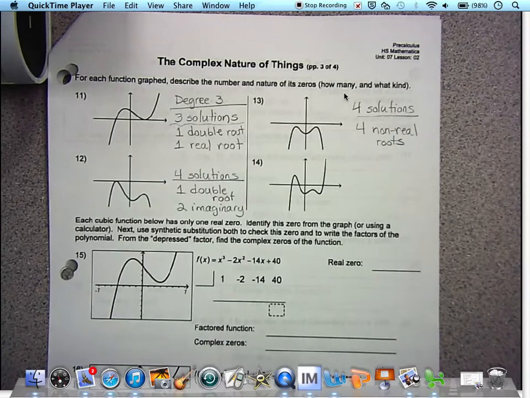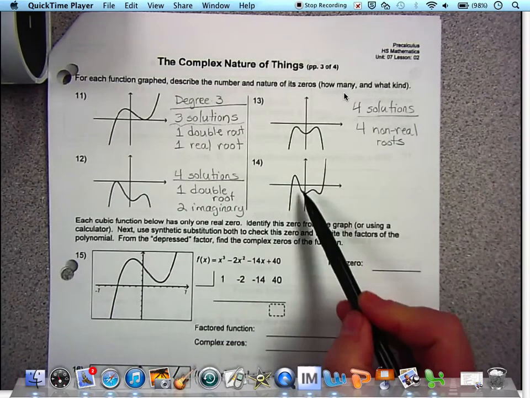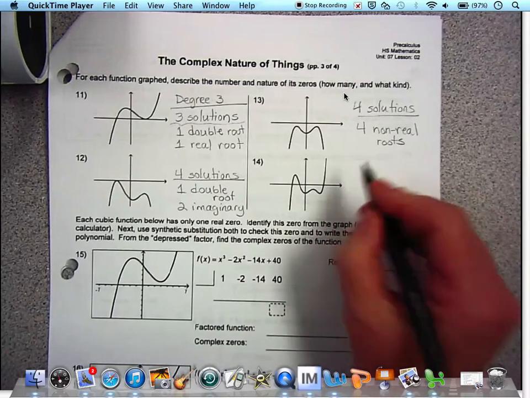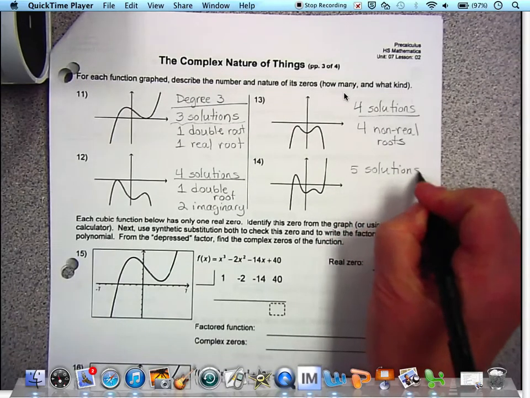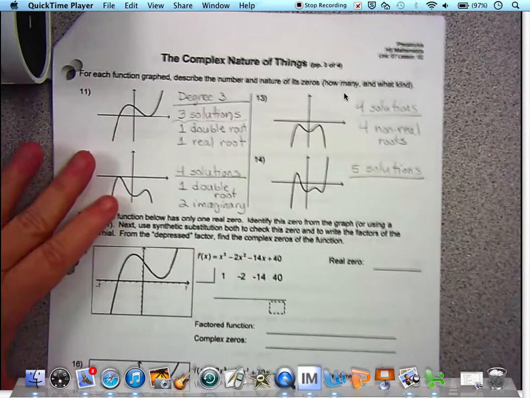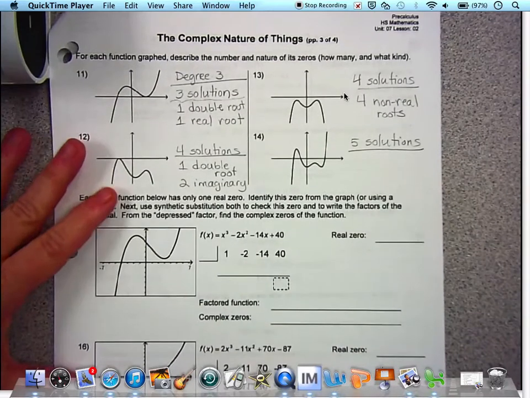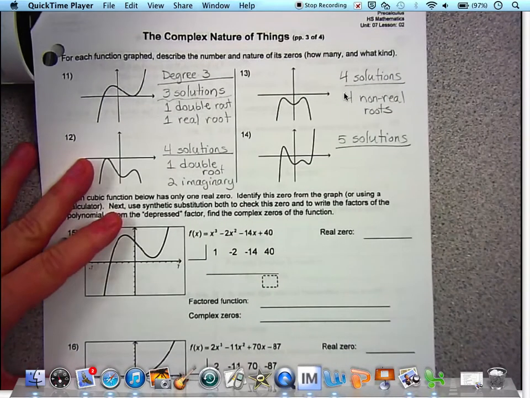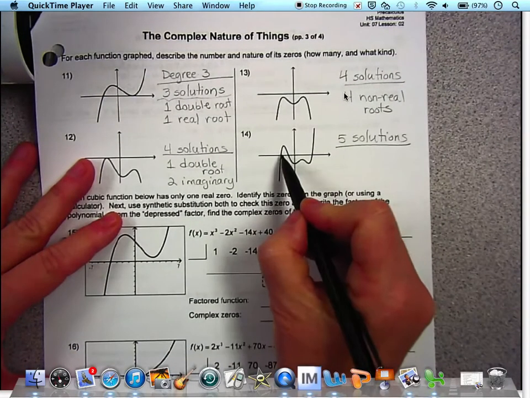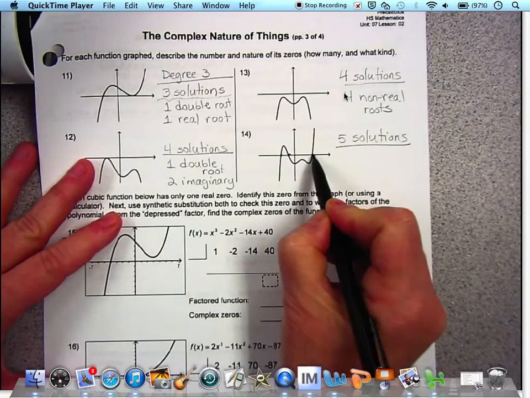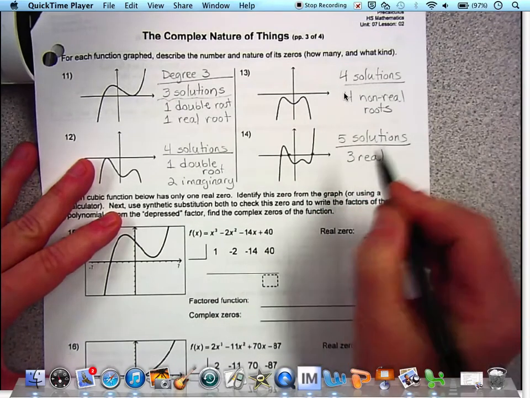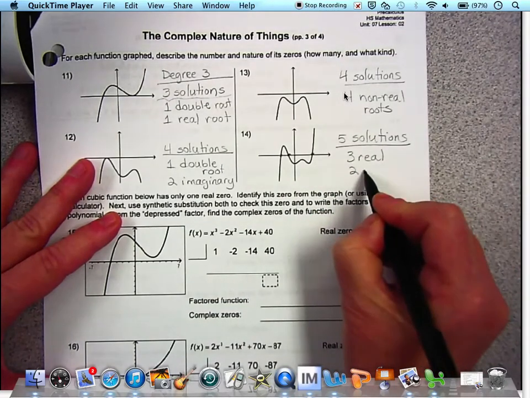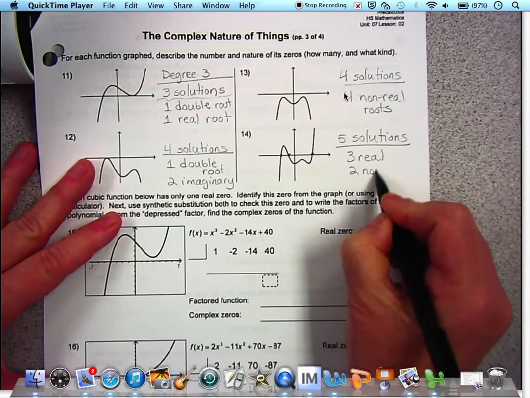How many bends are there here? 4. So how many solutions? 5. 3 real and 2 imaginary, or 2 non-real.